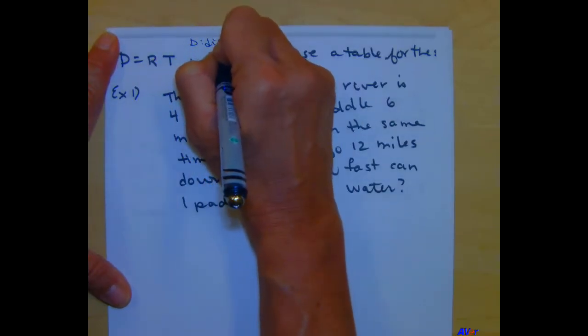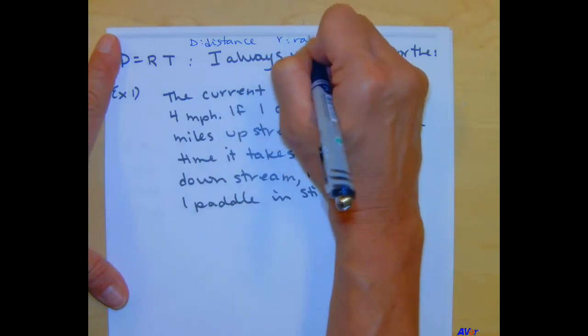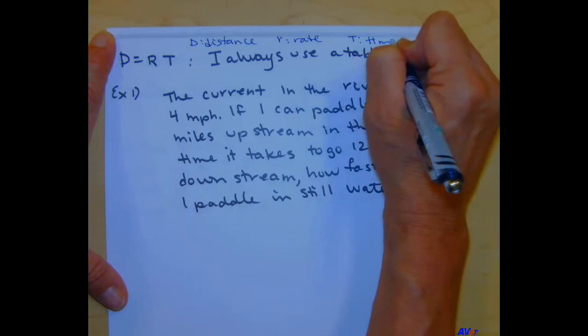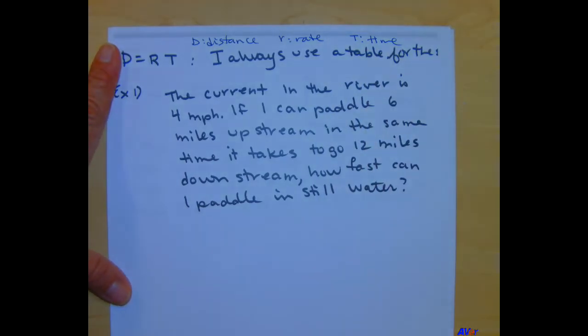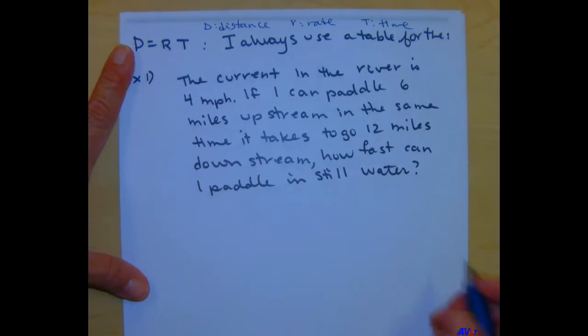So D stands for distance traveled usually. R is the rate, speed, something like that. And T is the time. Okay. And as I have written there, I almost always use a table for these.